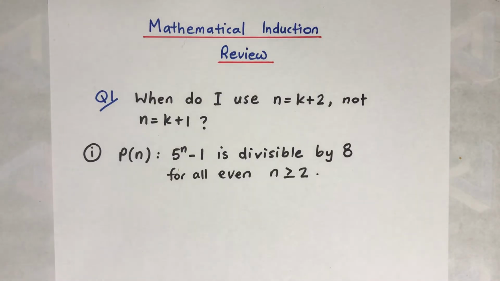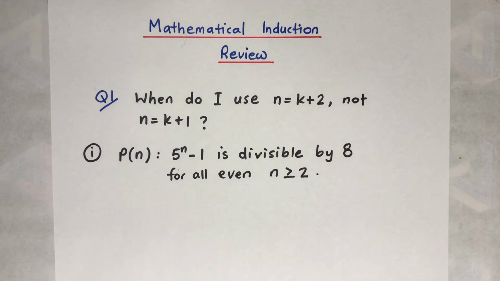Okay, mathematical induction. I'm just going to do a couple of questions to clear some understandings here. First one was: when do I use n equals k plus 2, not n equals k plus 1? Now, this is step 3, when we prove true for n equals k plus 1. That's the standard way of doing it, but sometimes you have to do n equals k plus 2. And when do we do that?